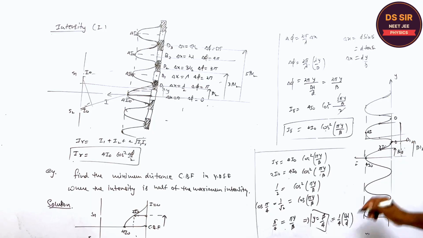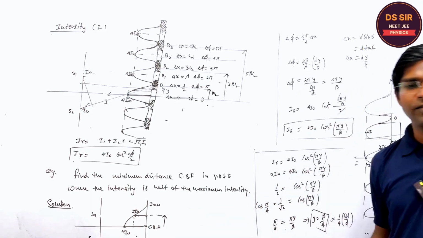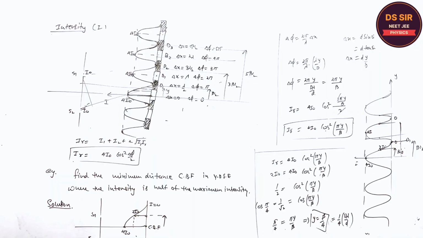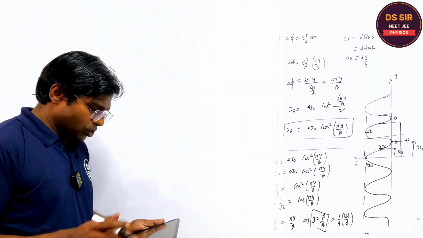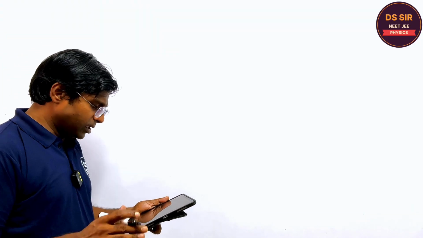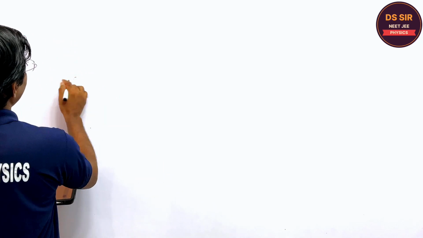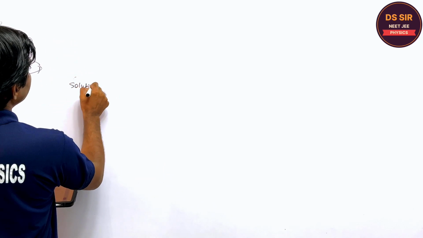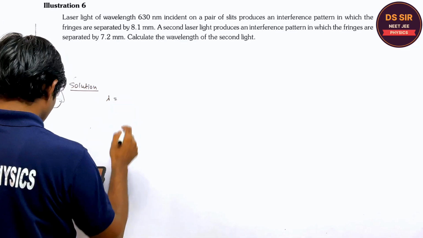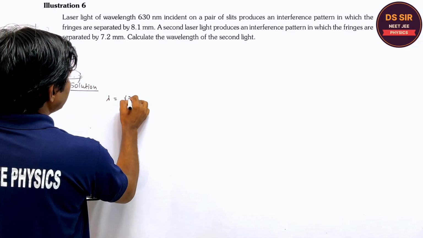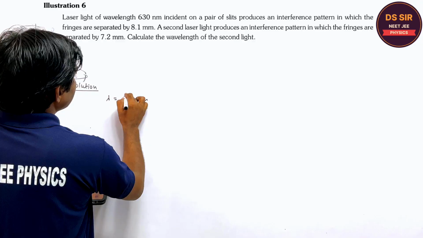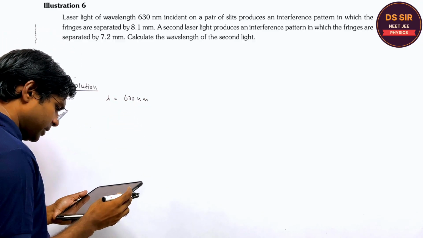2I naught. But the minimum intensity from the central bright fringe we have to find. Copy this. So read this question, and in this question the laser light, right? This is the illustration number 6. I am writing the solution. What is that? The wavelength is what for the laser light? 630 nanometer, right? This is 630 nanometer.